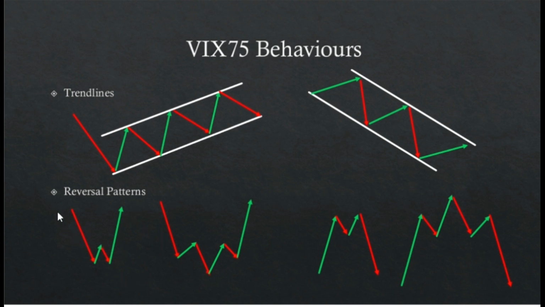Another thing that we're gonna take advantage of is reversal patterns. Firstly, we have a double bottom, which shows that a market is turning from going down to going up. It shows a low, and then we have a bullish head and shoulder, and then we have a double top, and then a bearish head and shoulder. I'm gonna show you how to trade all of these.